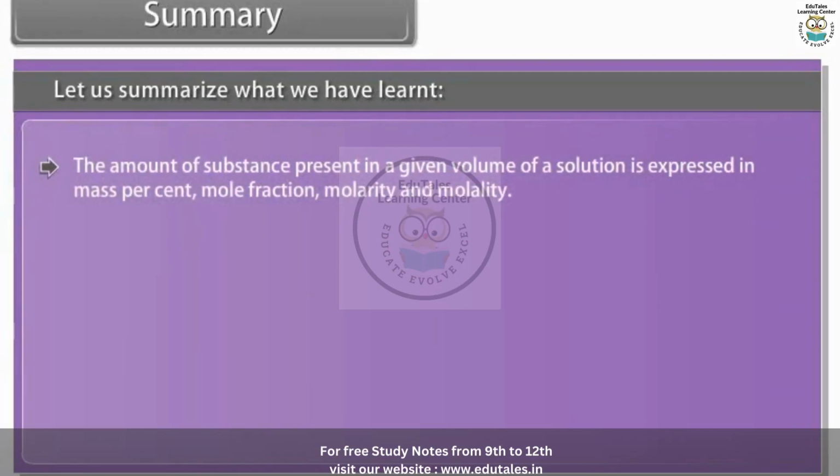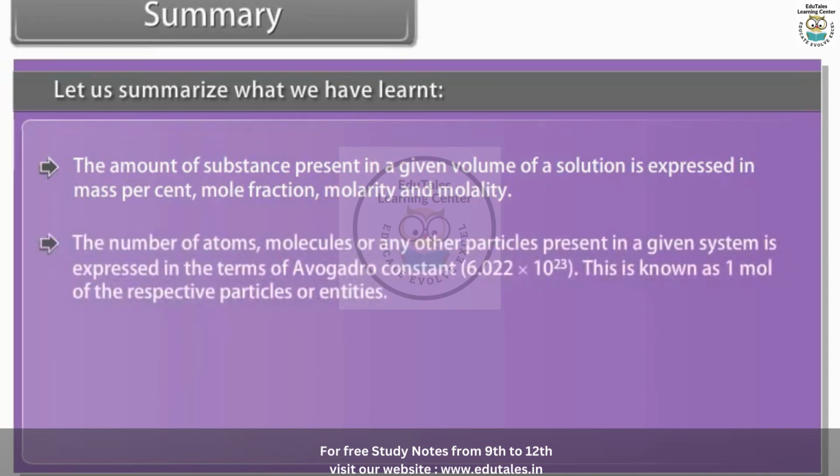The amount of substance present in a given volume of a solution is expressed in mass percent, mole fraction, molarity, and molality. The number of atoms, molecules, or any other particles present in a given system is expressed in terms of Avogadro constant 6.022 into 10^23. This is known as 1 mole of the respective particles or entities.